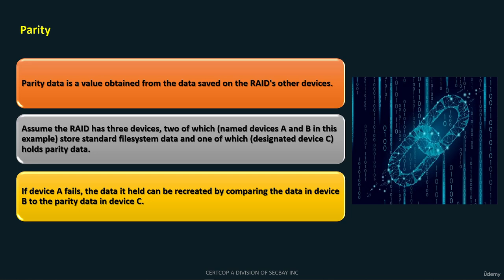RAID 5, for example, is disk striping with parity. It requires three drives at a minimum and stripes the parity across the different drives. So if any one of the drives fails, the parity can be rebuilt. If you put all your parity on one drive, then you have a single point of failure, which is what RAID 4 is.